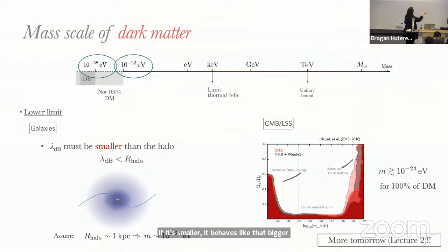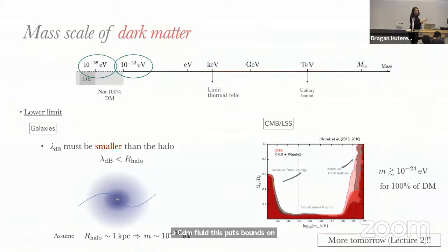But here you don't see me writing 10 to the minus 28, I'm writing 10 to the minus 22. And I'm saying that not 100% of the scalar field can be dark matter in this region. And this comes from CMB, and we're going to talk more about this tomorrow. So from CMB and large scale structure, because of the suppression of the power spectrum that this type of candidate gives, plus the different evolution that dark matter is going to have if it's a scalar field instead of a CDM fluid, this puts bounds on the fraction.